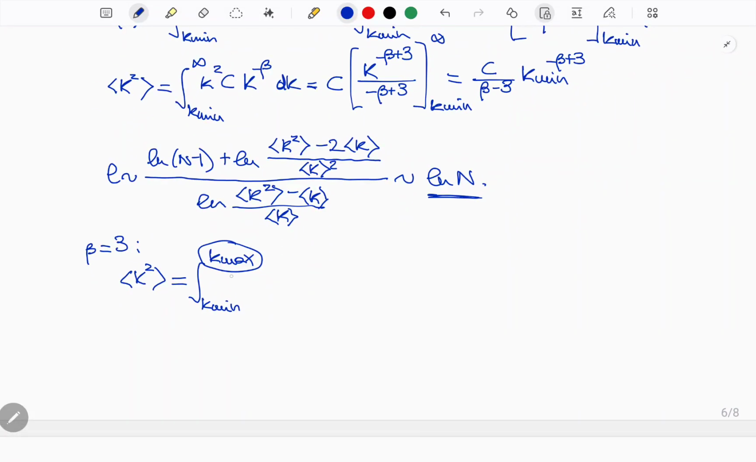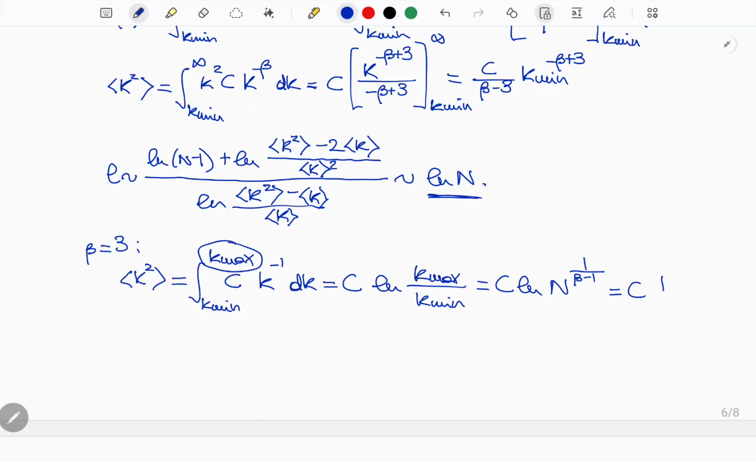And now, as I was saying, this is c times k to the minus 1, differential of k. Okay, so this is c times the logarithm of k max divided by k min, which is in the end the logarithm of n to the power of 1 over beta minus 1, or c times 1 over beta minus 1, the logarithm of n. So this is the result.